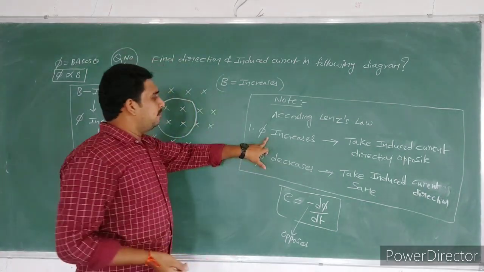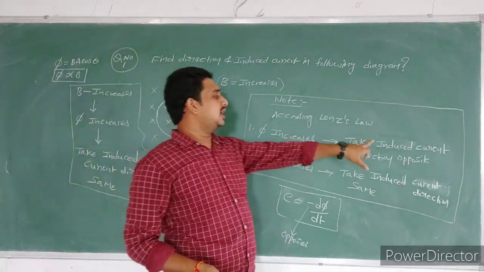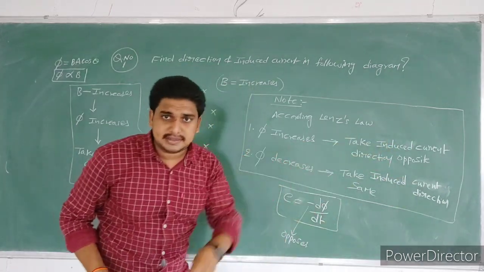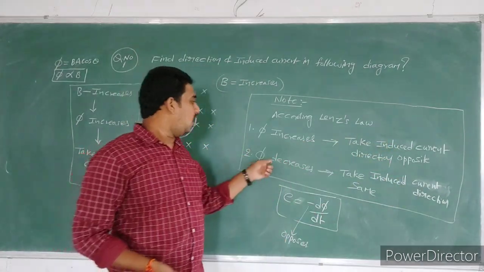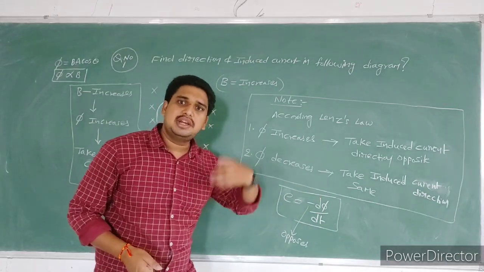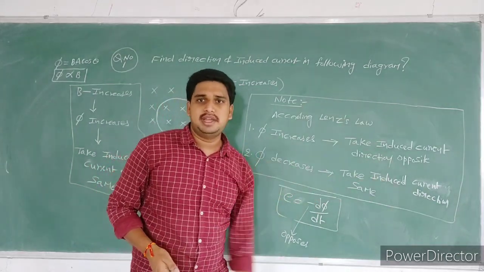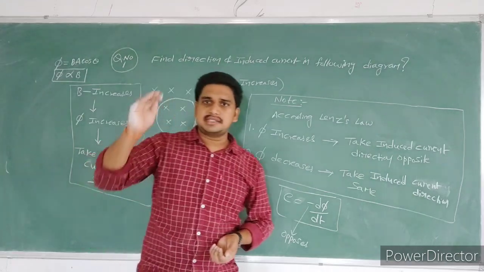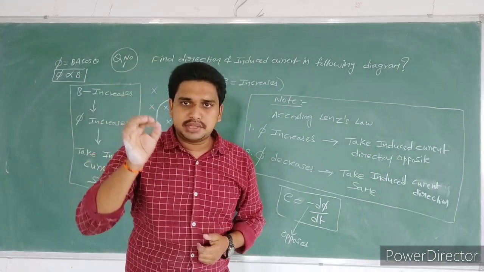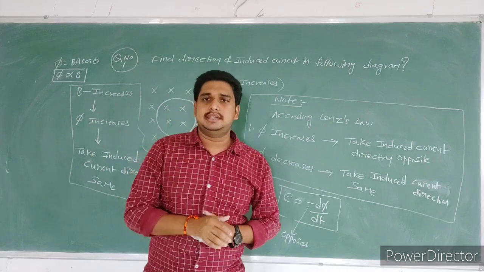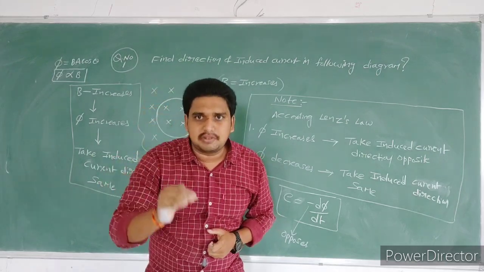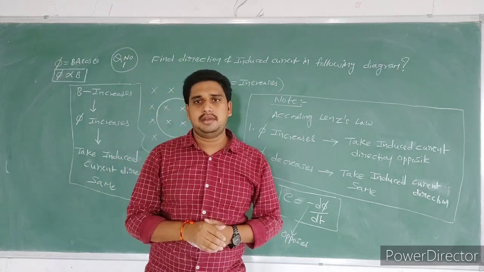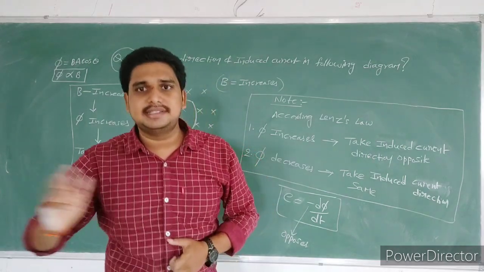Okay. So here, if flux increases, we take the induced current direction opposite, to decrease the flux. If flux is already decreasing, we continue the direction the same. The induced current direction is the same. So have you understood? If flux increases, the induced EMF and induced current try to decrease the flux. That is Lenz's law.